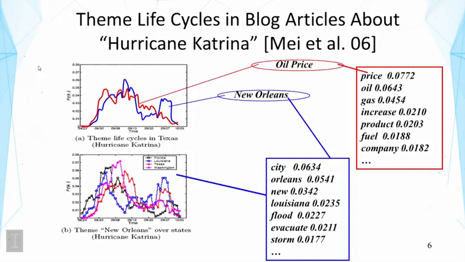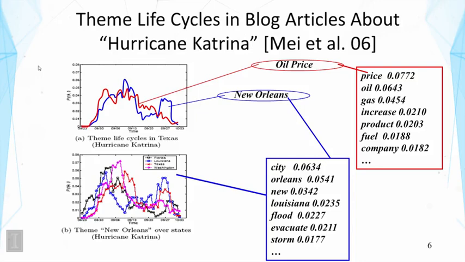And here is another example of results obtained from blog articles about Hurricane Katrina. Now, in this case, what you see here is a visualization of the trends of topics over time. And the top one shows just the temporal trends of two topics. One is oil price, and one is about the flooding of the city, New Orleans.